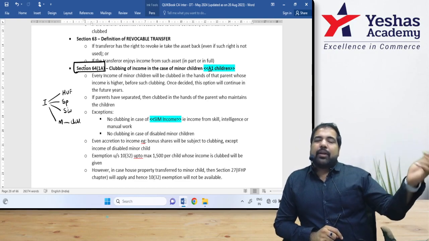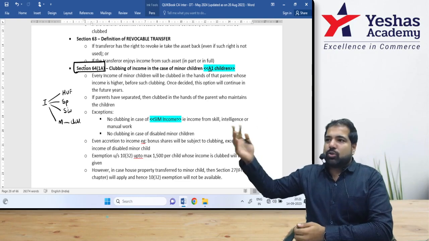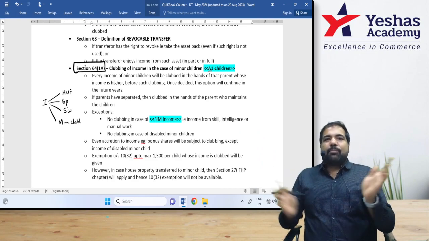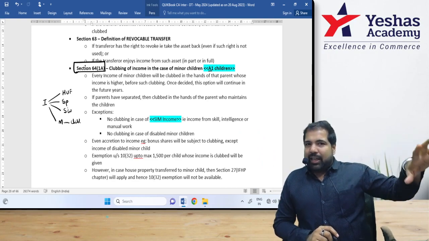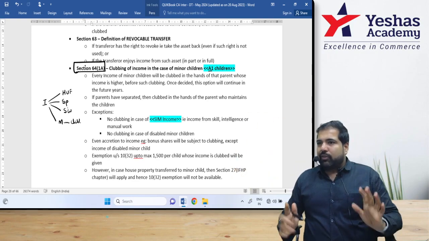Once it's the higher parent, every year it's the same parent. And what if husband and wife have equal income? Then you can choose whichever parent is okay. If they're separated, then the one who's taking care of the child. And if the child has no parents, then a legal guardian. Are we okay with this?